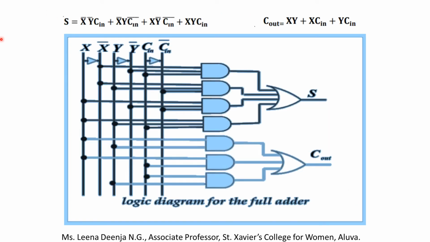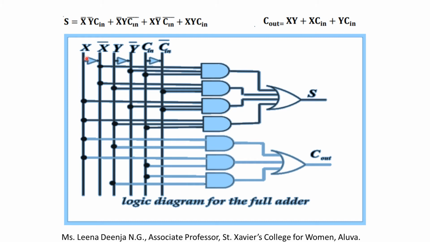We can realize a full adder using AND gates and OR gates. So here we take the Boolean expressions as S equal to X bar Y bar C in plus X bar Y C in bar plus X Y bar C in bar plus X Y C in. And the expression for C out is XY plus X C in plus Y C in.